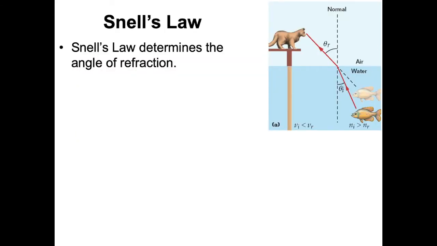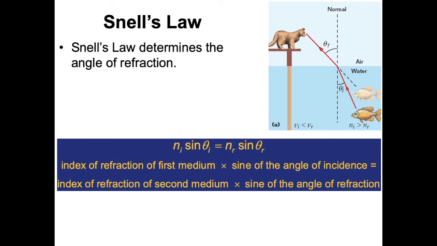So how do you know how much your light is bending? Well, lucky for you, there's a mathematical formula for that, and it's called Snell's law. Snell's law determines what your angle of refraction is. So here you have this equation. It tells you the index of refraction, n, in your first medium, times the sine of the angle of incidence, and remember, your angle of incidence is the ray that's going in, is going to be equal to the index of refraction of the second medium times the sine of the angle of refraction. It's hard to say these words.